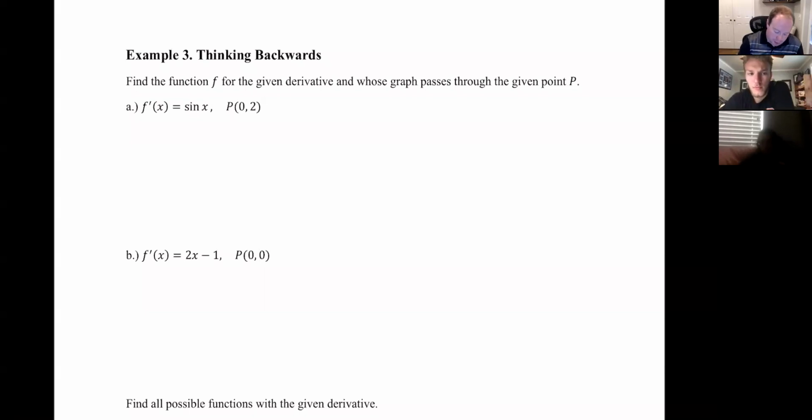So in example 3, we are asked to find f. So again, we don't have f prime here. This is actually asking us to find the original given the derivative whose graph passes through the given point P. So we'll focus on how to use that point here in a few minutes. What we first want to think about is just, what is our original function? And honestly, there's really no shortcut at this point. There's a few of the basics that you really just have to kind of guess and check.